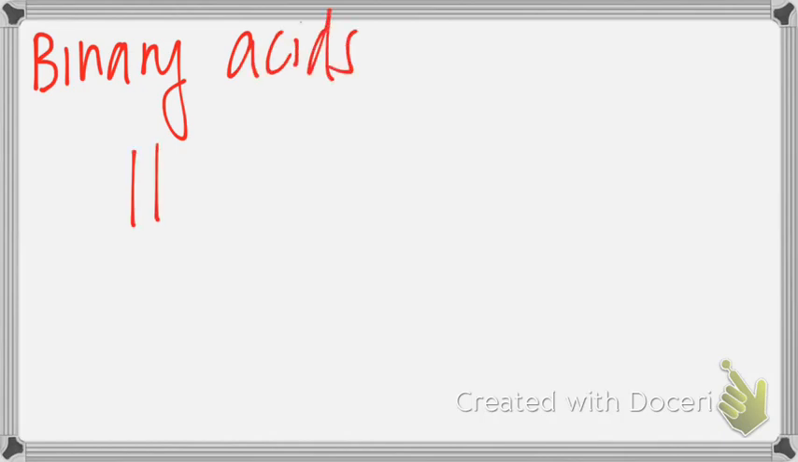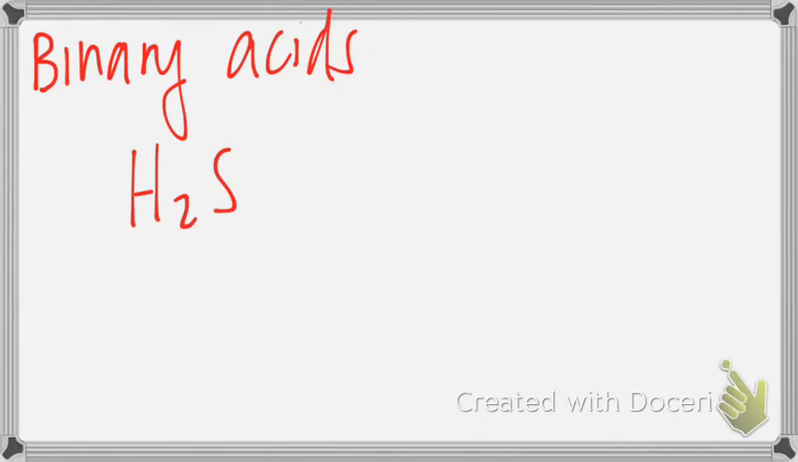Okay, and let's start with this example. H2S is a binary acid. Wait, so is water an acid? Water is neutral. Rain. Isn't rain acid? Rain is some kind of acid.